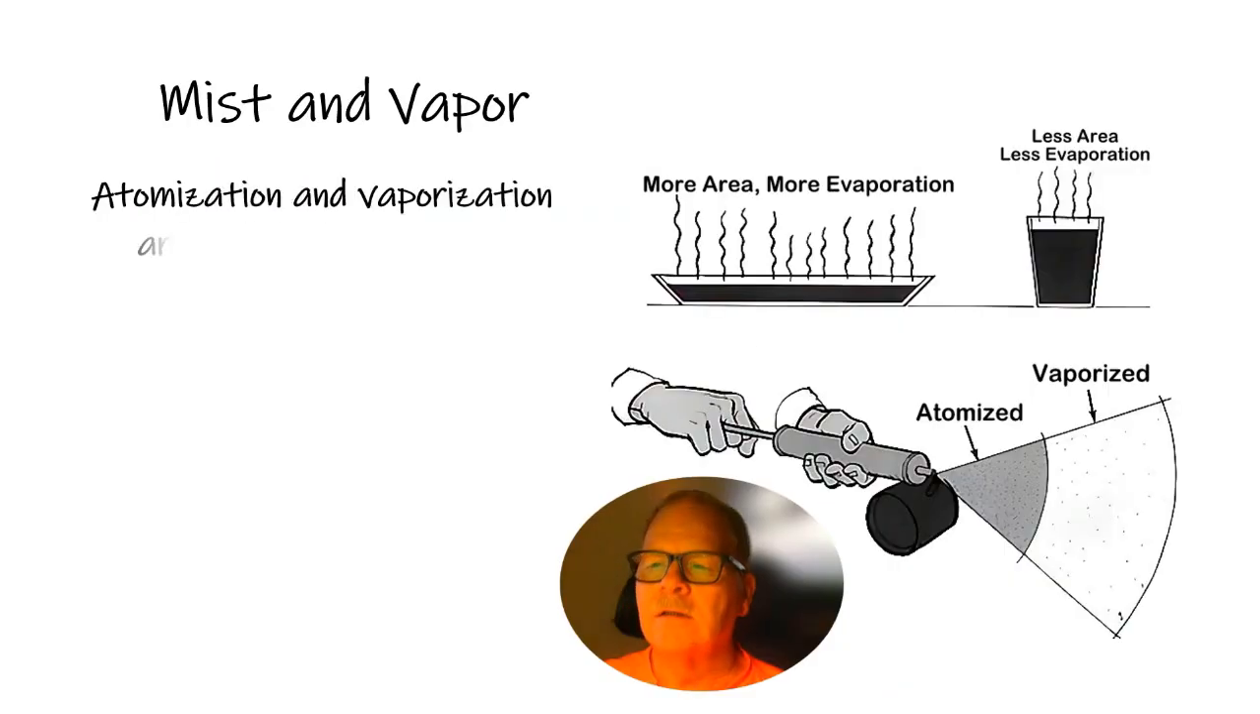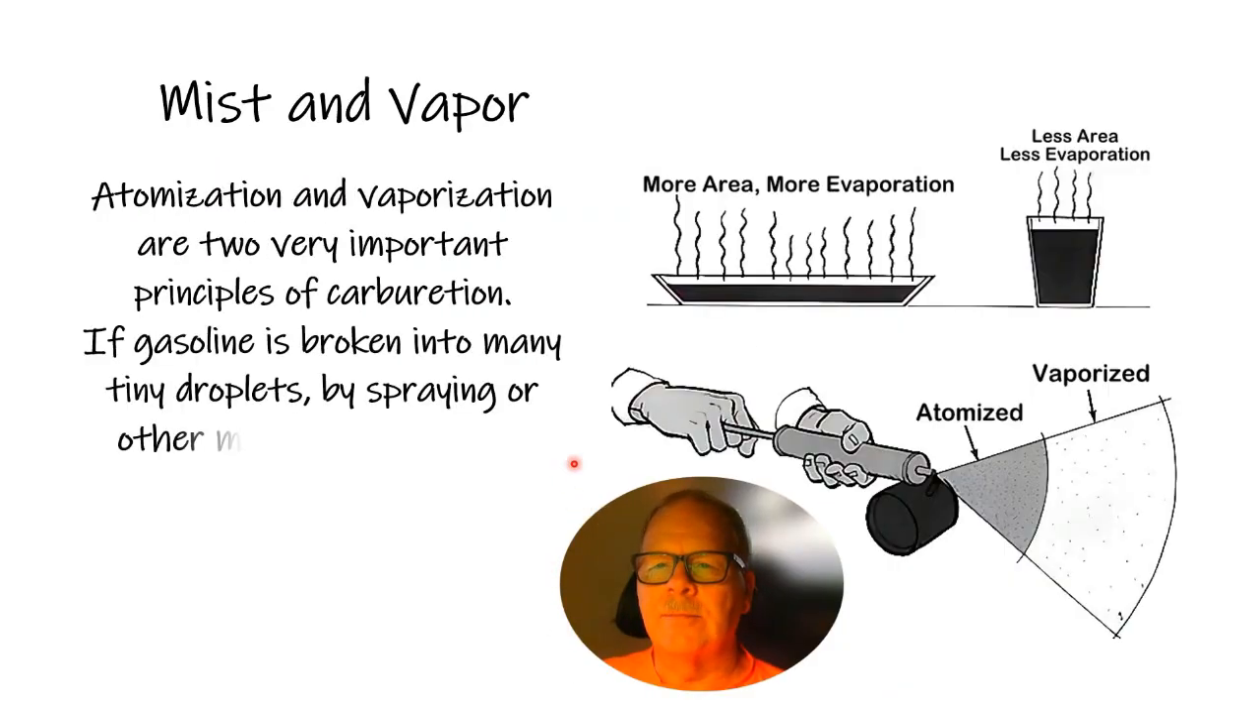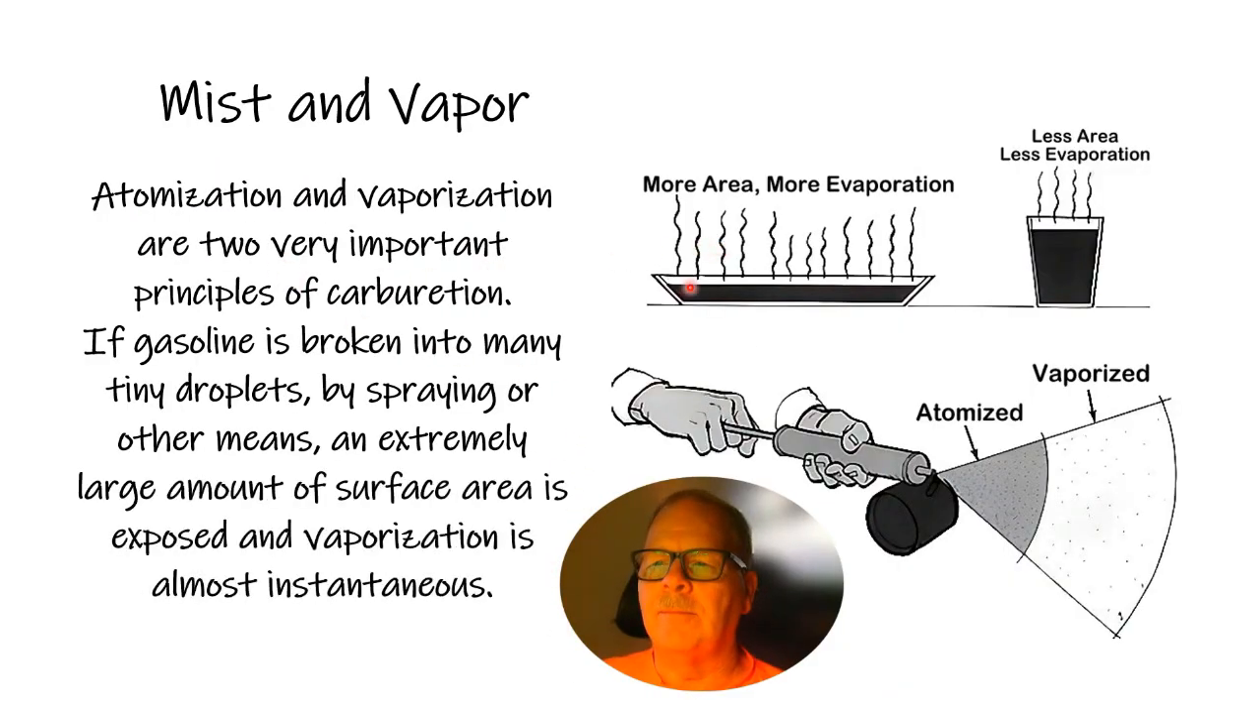Okay. Now mist and vapor. If you've got a big old pan of gas, it's going to put out lots of vapor. If you've got just a glass of gas, you've got a lot of gas, but you don't have much vapor because you don't have much surface area. So it's broken into little droplets by spraying. A large amount of surface area is exposed. So when you first spray this, like if you were spraying gasoline, it would be atomized, and because it was atomized so fast, it would turn into vapor. And that's pretty much what your carburetor is trying to do anyway.